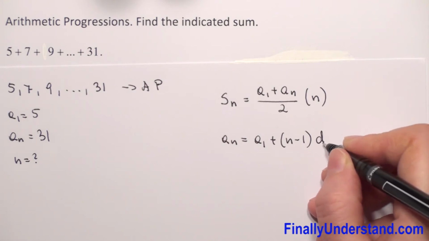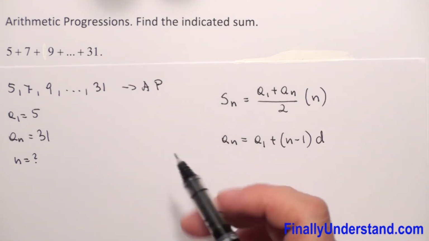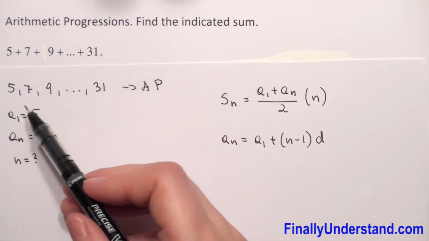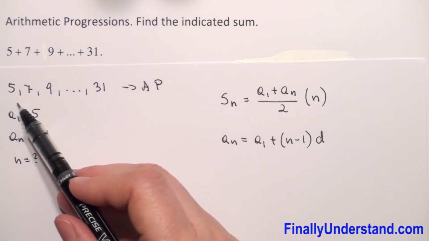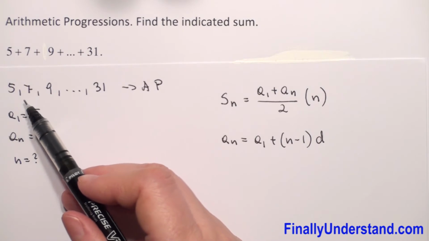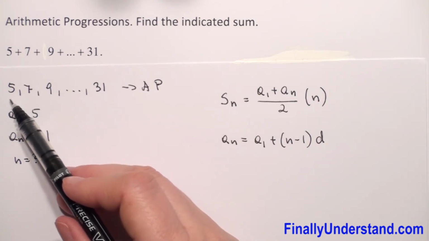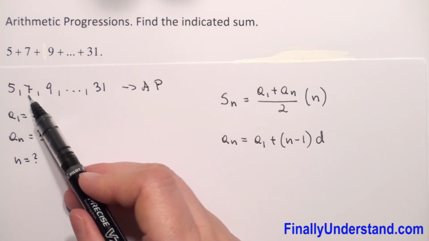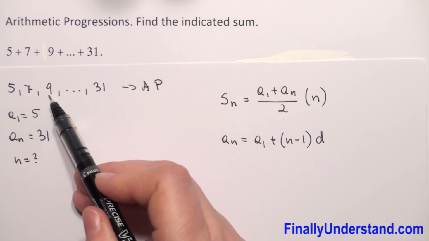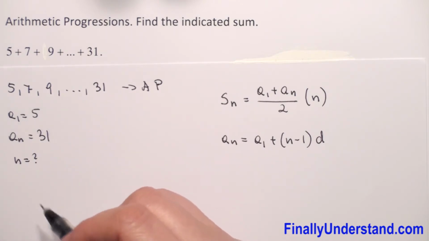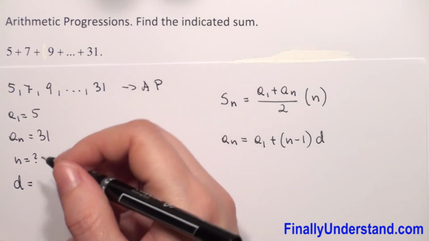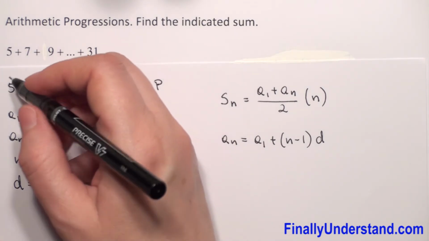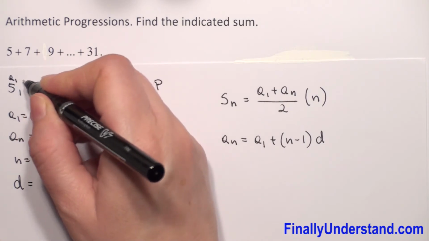d is the common difference. When we have an arithmetic progression, every term after the first is formed by adding this constant d. So to the first we add d and we have the second. To the second we add d and we have the third, and so on. So to find this constant d, we just have to subtract two consecutive terms.